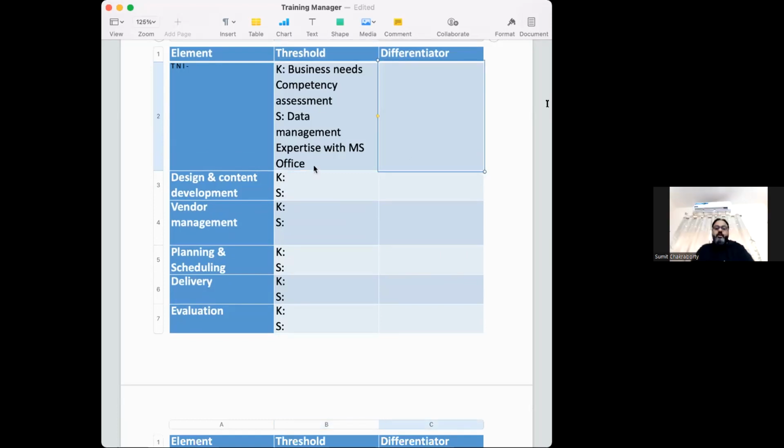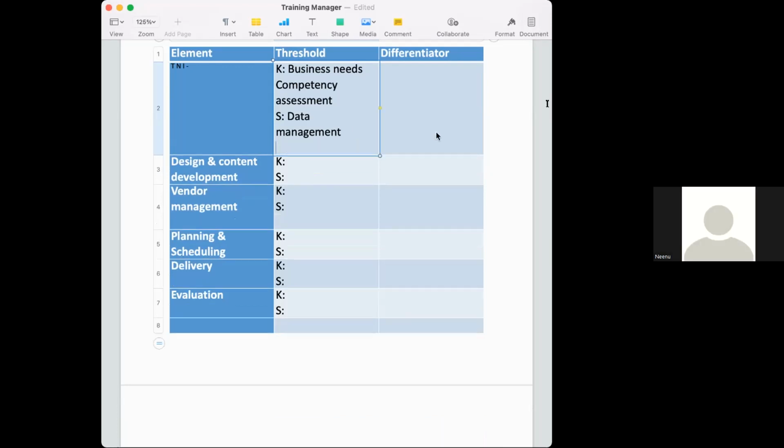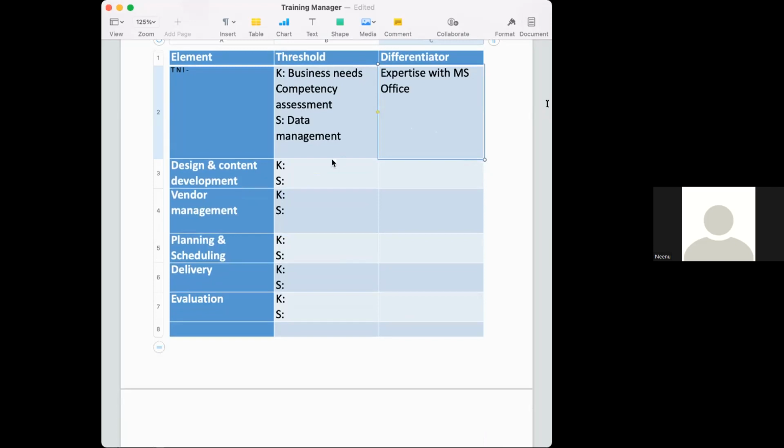That is basic computer knowledge. That's all right. Yeah, I think basic computer knowledge here, and in the differentiator it will be expertise.